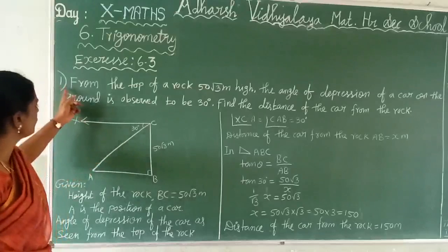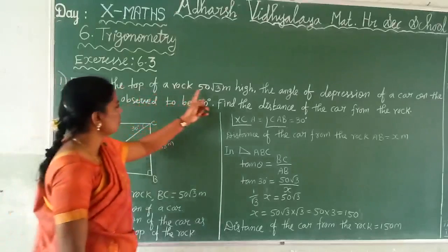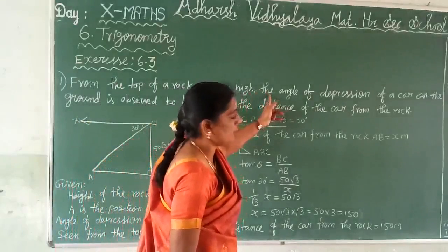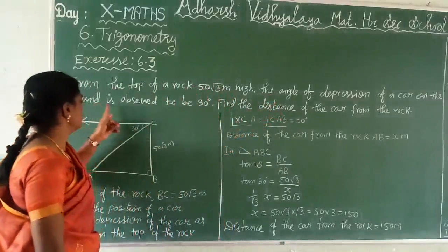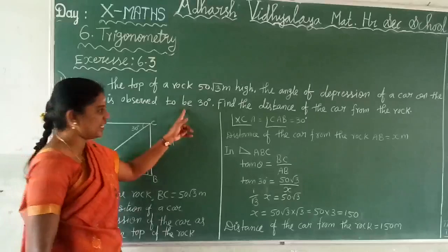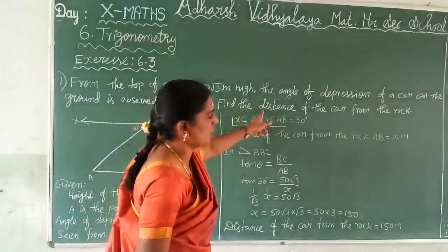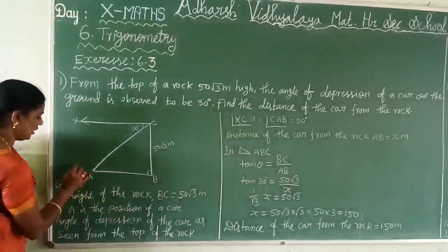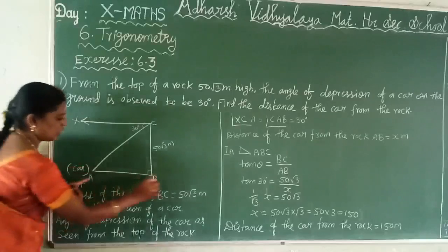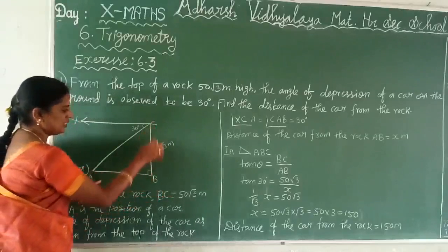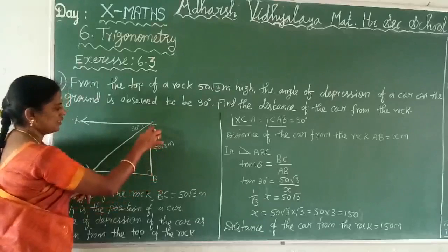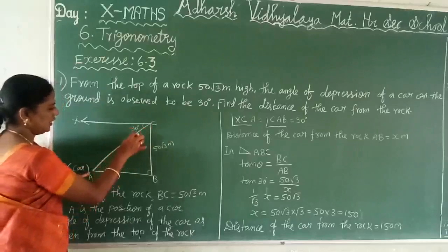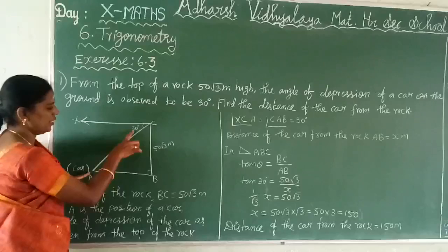See the first sum. From the top of a rock 50√3 meter in height, the angle of depression of a car on the ground is observed to be 30 degrees. Find the distance of the car from the rock. Here we take this as the car. This is the ground. Here B is on the ground, and BC is the rock. See the top of the rock and that car. We take the angle of depression as 30 degrees.